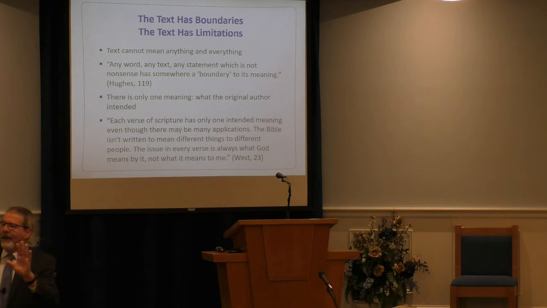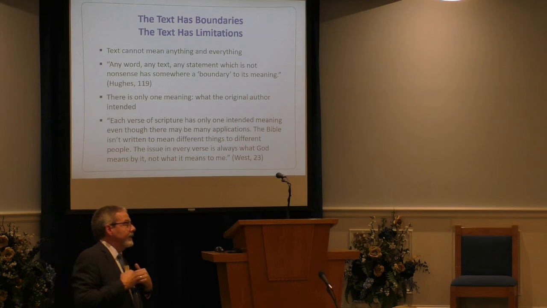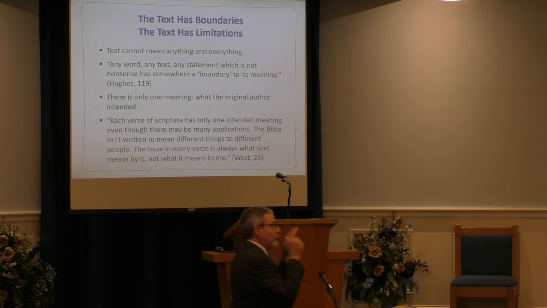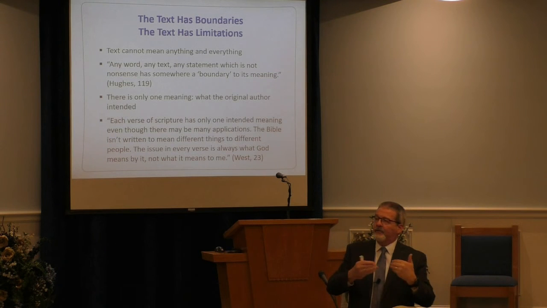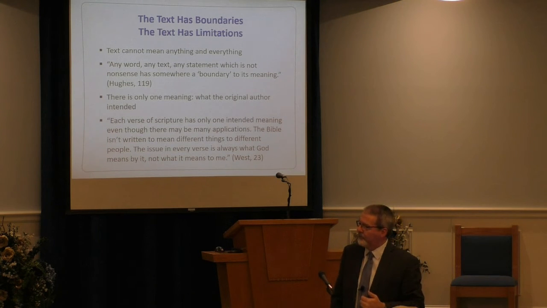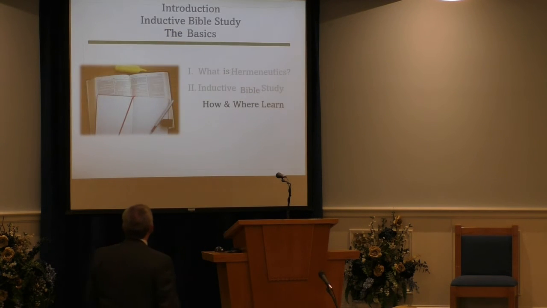I think we make a mistake in Bible class sometimes. What does this passage mean to you? Like, this passage tells me one message, but it tells you something else, contradictory. And that's not how the Bible operates. God has one intended message, and hermeneutics has to do with gleaning that, and exegesis has to do with bringing that out. Does that make sense? So we have boundaries, and that's why we have rules of hermeneutics.